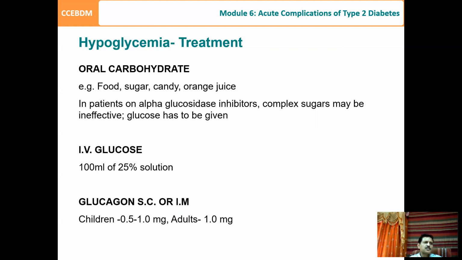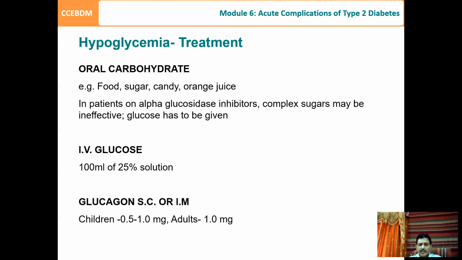But if the patient is unconscious, it is better to give IV glucose. Usually we give 100 ml of 25% dextrose, which means roughly 25 gram. That is more than sufficient to correct most hypoglycemic episodes. So check the glucose value again after 10 minutes to see whether the hypoglycemia has been corrected or not.